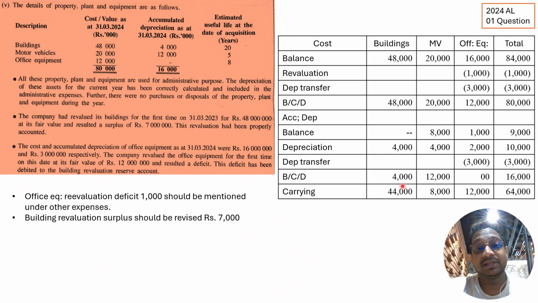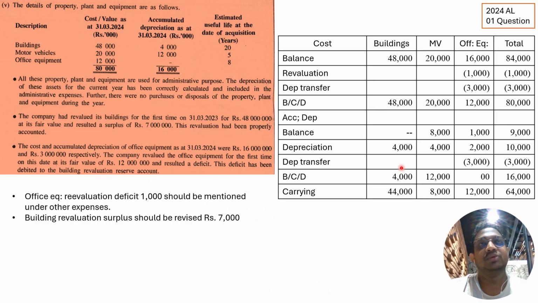Then many students make a mistake here: they found the depreciation by dividing 48,000 by the 20 years. And that's incorrect because here 20 years is the estimated useful life at the date of acquisition, not the remaining useful life. Got it? There is a very simple thing that you have to do here. You have to mention the current year depreciation here. And there is nothing in the opening balance, and that's it.